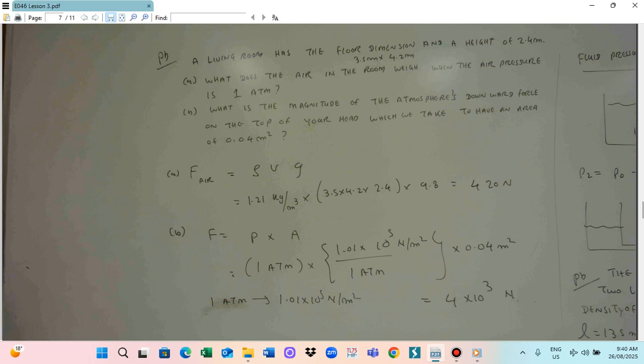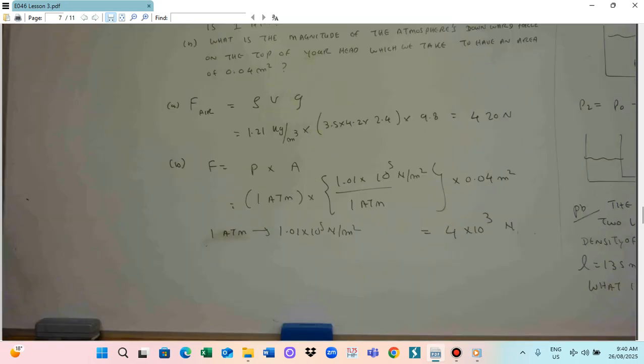So now that we have the 1 atm, we can use the 1.01 and multiply area. Area of the head is 0.04 meter square. So by solving this one, you get 4 into 10 power 3 Newton. So this is the way that you can calculate the force. F is equal to 4 into 10 power 3 Newton.